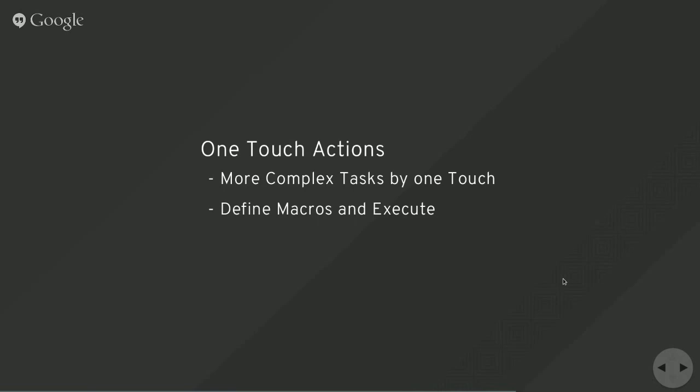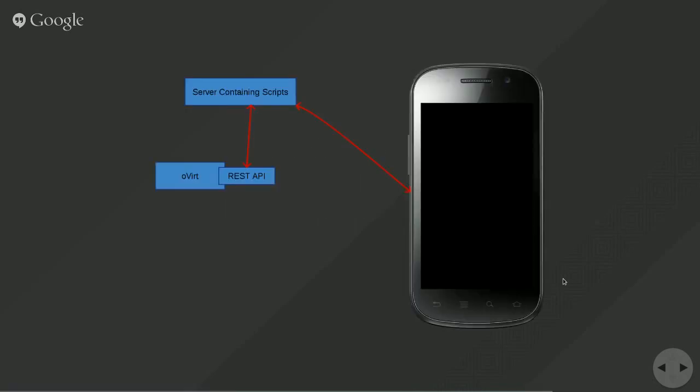But it would be nice to have some kind of macros defined somewhere, and then moVirt integrated with this macro engine, and on one touch execute these macros. It could look, for example, like this. You could have some kind of server containing some Python scripts, which would be these macros, and it could have some API which would expose the list of these macros per resource type, for example, the macros for one VM, the macros for one host, and things like this. And then you would be able to execute the particular macro from this server.